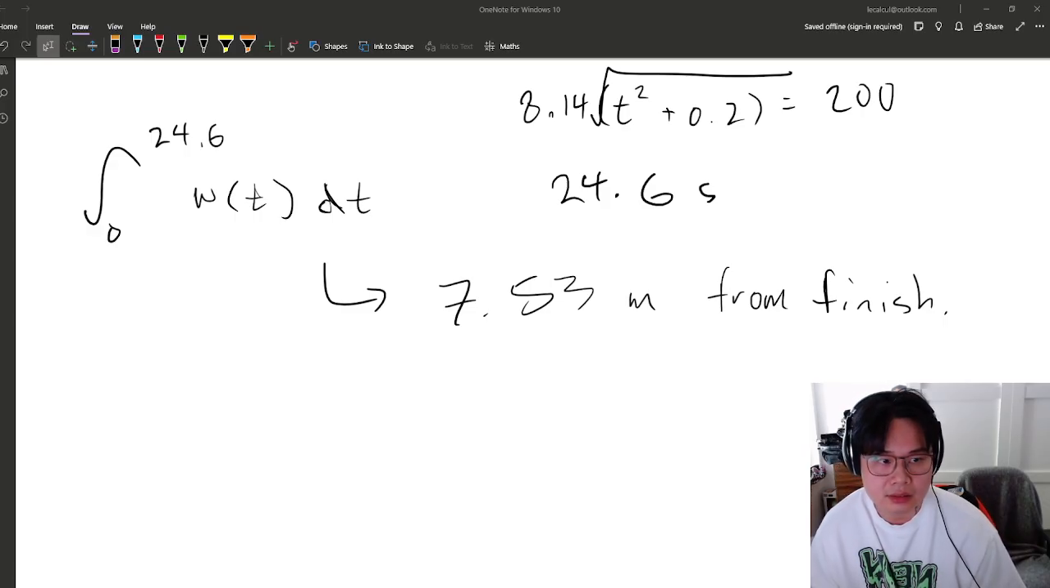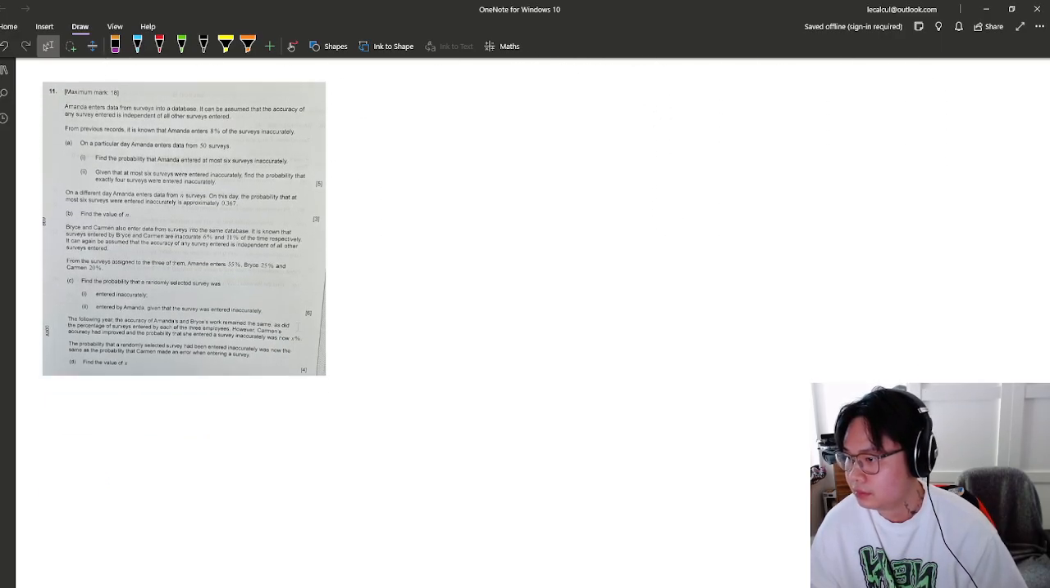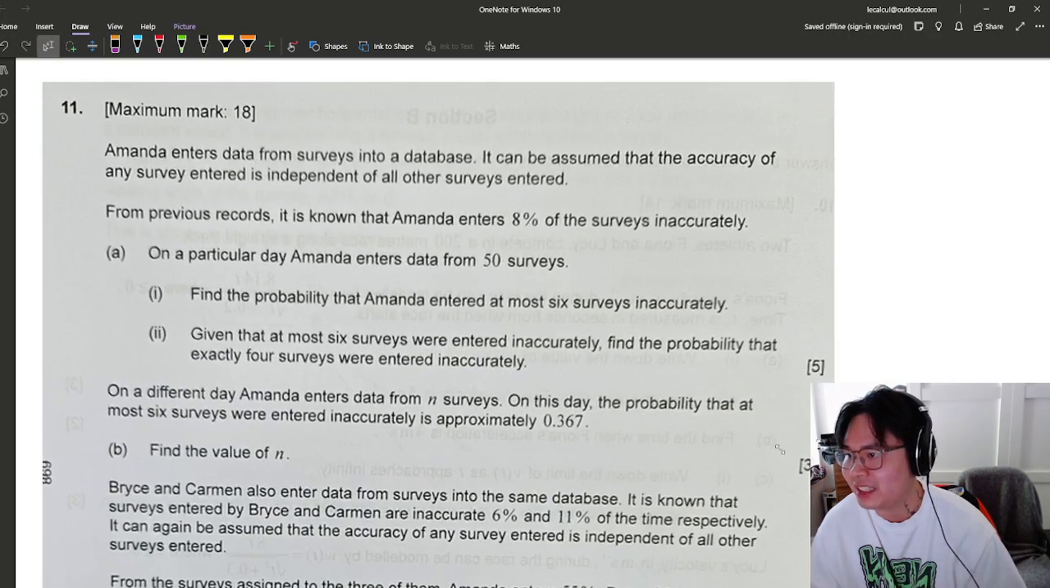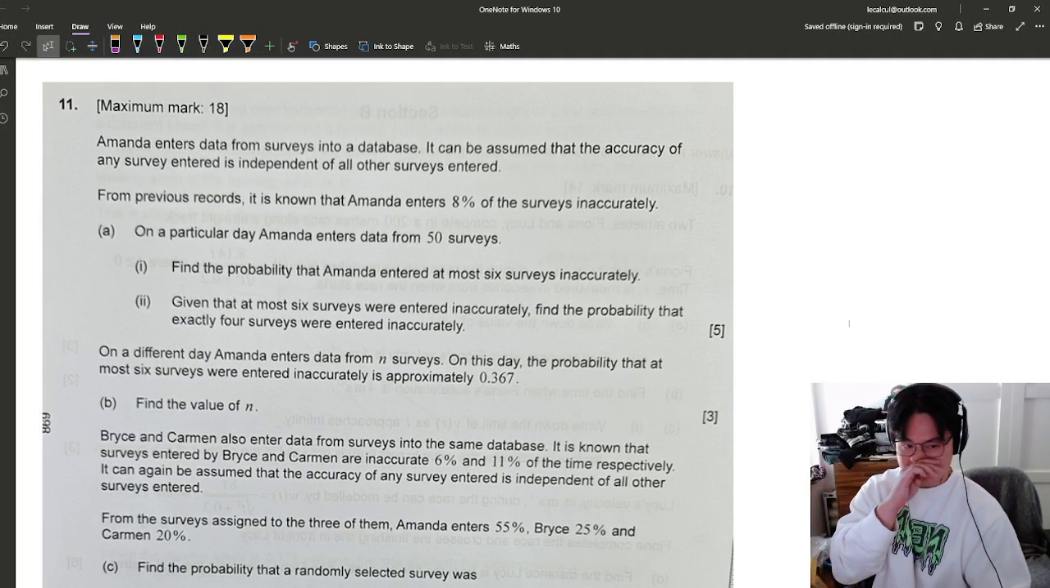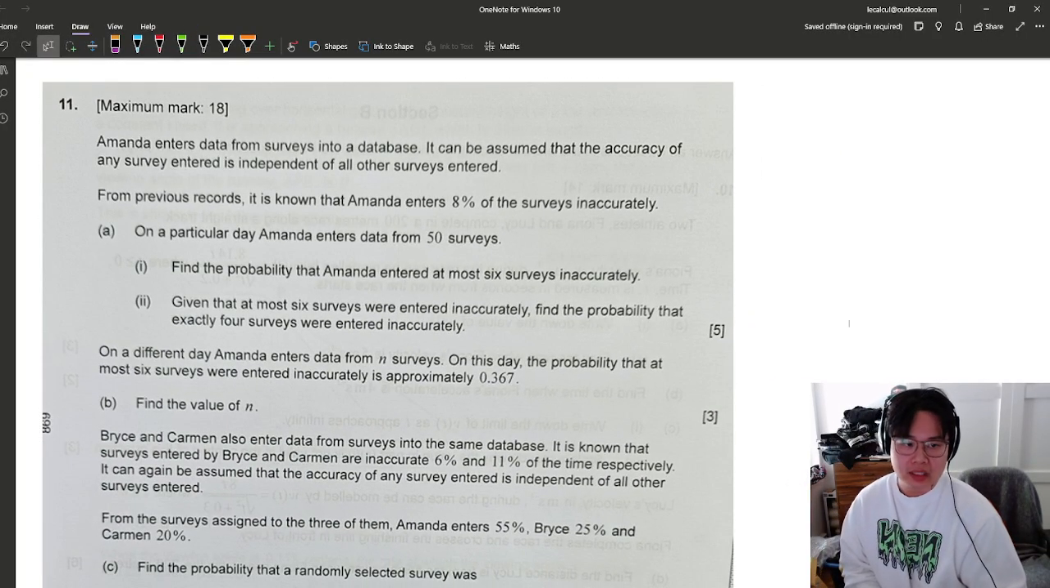Then let's do the next one. What is this? It looks like an entire essay. Question 11. Like, this is a whole page of just text. Okay.